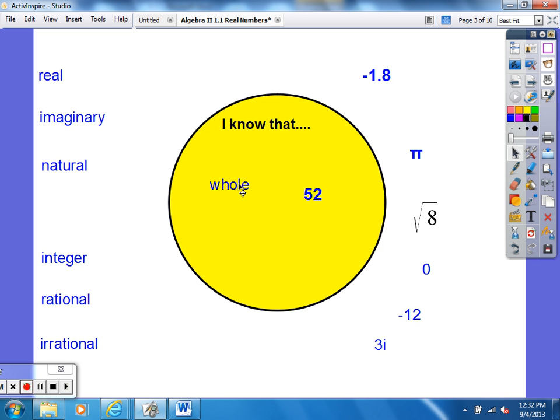He chose 52 and whole. Do you guys agree? Lovely. Hand that off to somebody. Tanner's like, I got this. Tanner, can you throw in another word that also matches with 52? It is an integer.